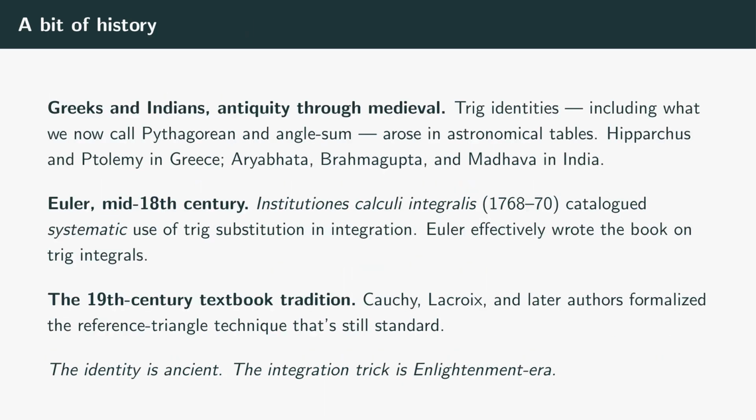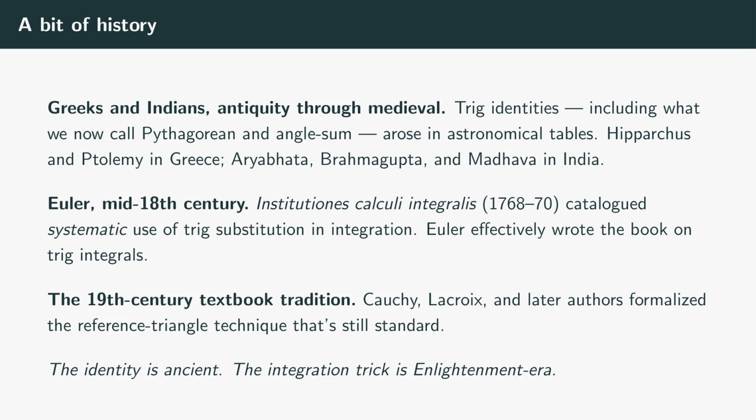A bit of history. The Pythagorean identity itself, sine squared plus cosine squared equals 1, and the angle sum formulas are ancient. They show up in trigonometric tables compiled for astronomy by Hipparchus and Ptolemy in the Greek world 2,000 years ago, and in the work of Aryabhata, Brahmagupta, and Madhava in India through the medieval period. Madhava in particular, in Kerala in the 1300s and 1400s, was computing series for sine and arctangent, essentially Taylor series, 3 centuries before Newton and Leibniz.